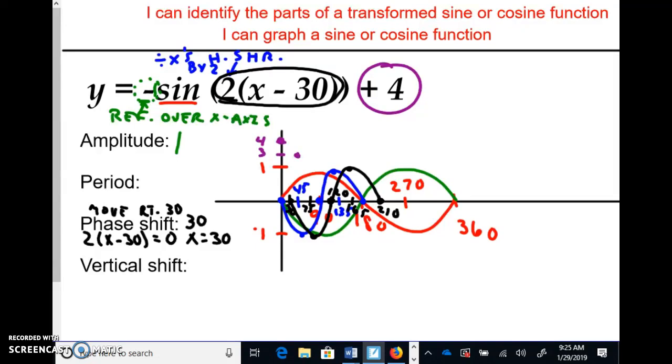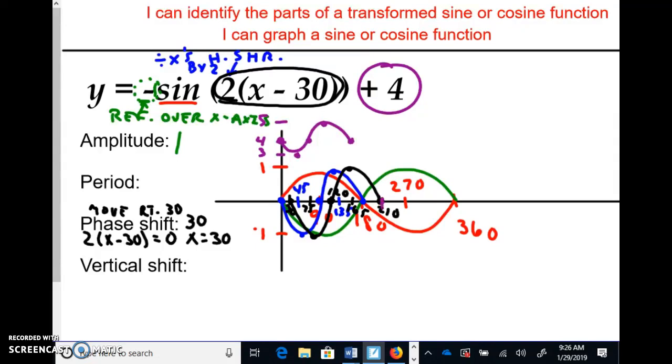This point is at 0. Move it up 4. This point is at 1. Move it up 4. It goes to 5. And this point is at 0. Move it up 4. Goes to 4. And what we have in purple is the final graph with the x values of 210.